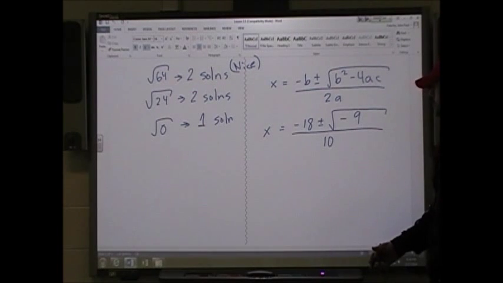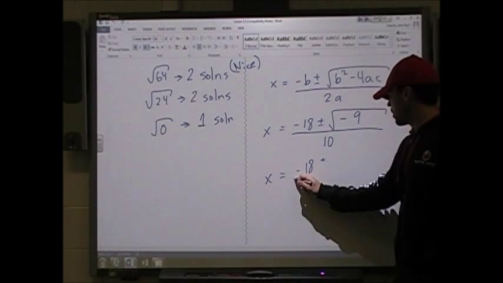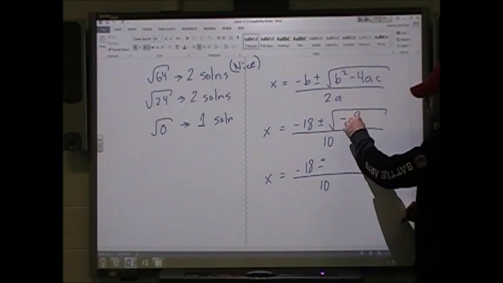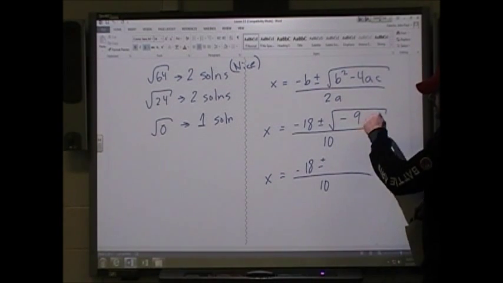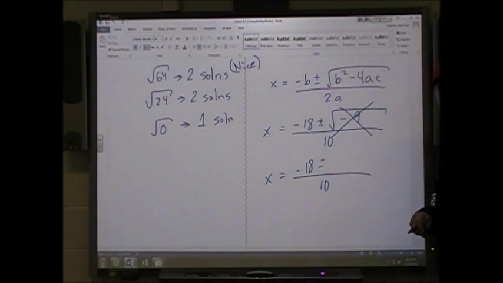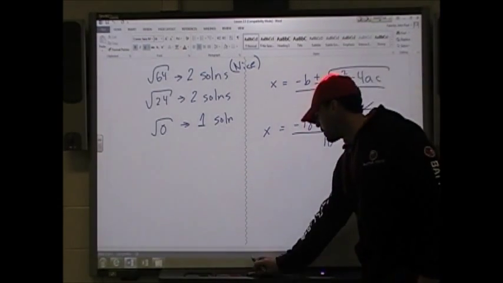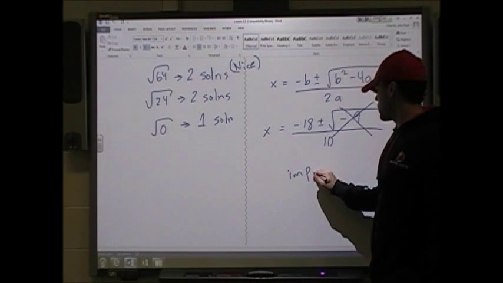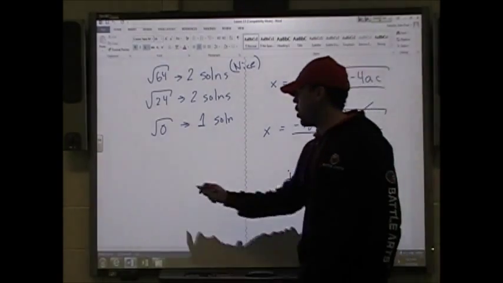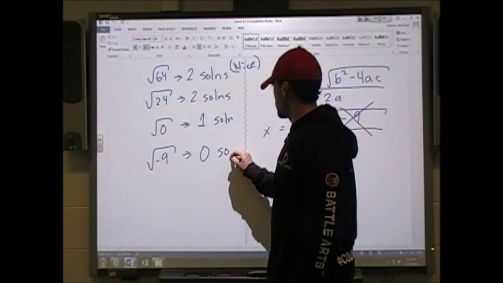Well, when you go to do the next line here, what is the square root of negative 9? Please don't tell me negative 3, because negative 3 times negative 3 is not negative 9. Don't tell me 3, because 3 times 3 is not negative 9. It is impossible to take the square root of a negative number. So if you end up with a negative number underneath the square root sign, it is impossible to solve this. If it's impossible, that means there are no x-intercepts. So if you ended up with a negative number under there, there are 0 solutions.